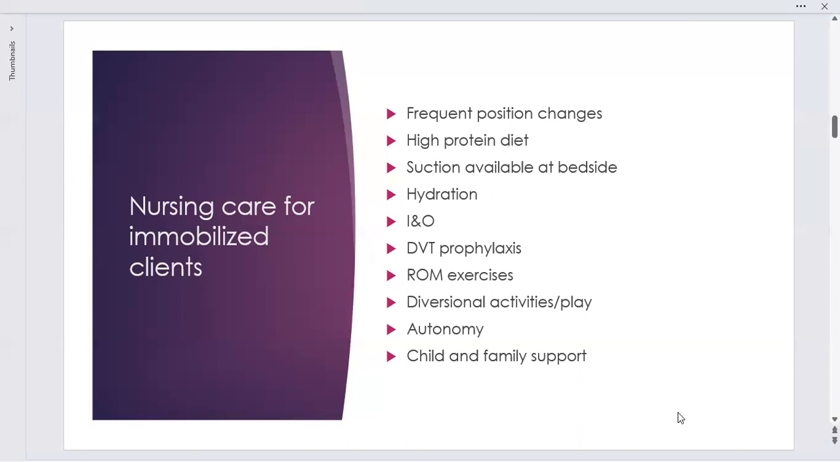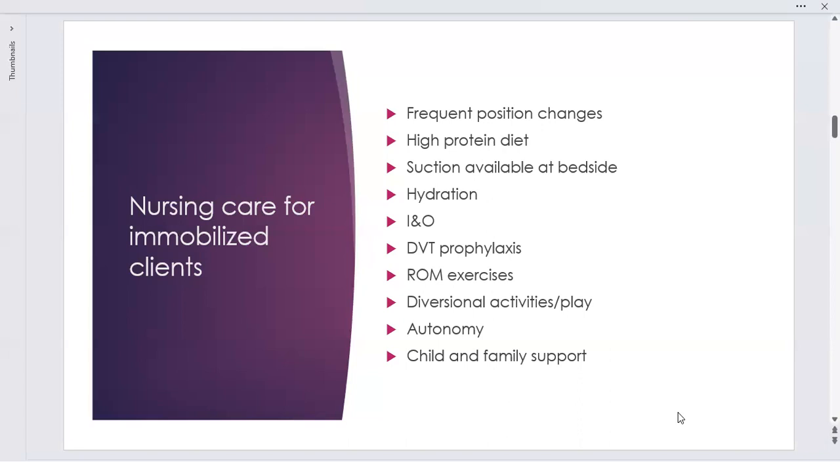DVT prophylaxis may look different depending on the patients. It could be something as non-invasive as the SCDs, or there may be something more invasive for a patient who's going to be on long-term immobilization, where he's on some type of clot busting therapy, especially if there's a high risk or a history. All right. Range of motion exercises, active whenever possible, maybe necessary to do some passive where the nurse is in control at some point.